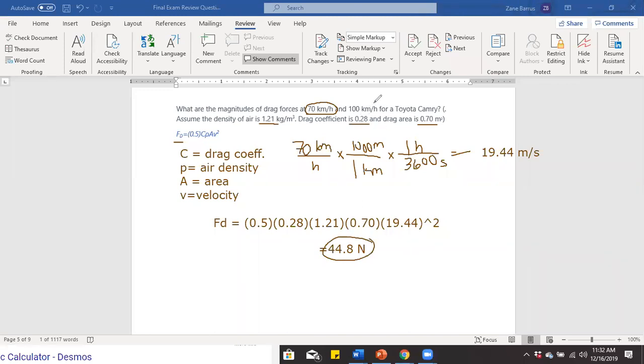I'm not going to do the second part. I'm going to leave that up to you, but you would do the same thing just for 100 kilometers per hour. We just did one very similar to that.